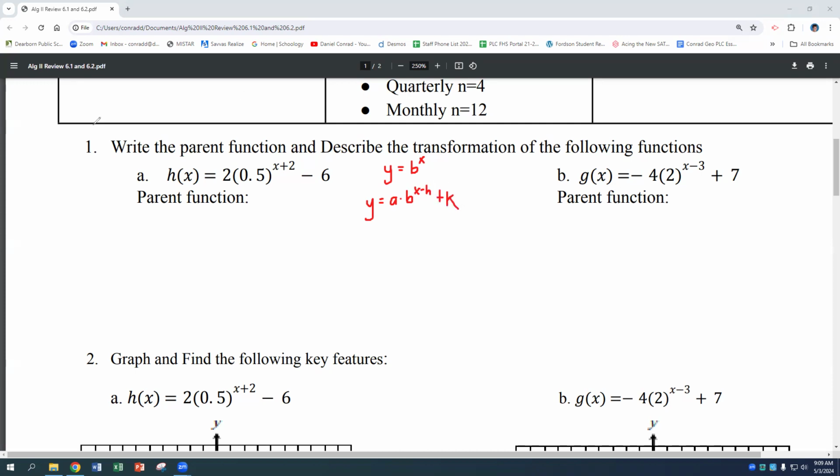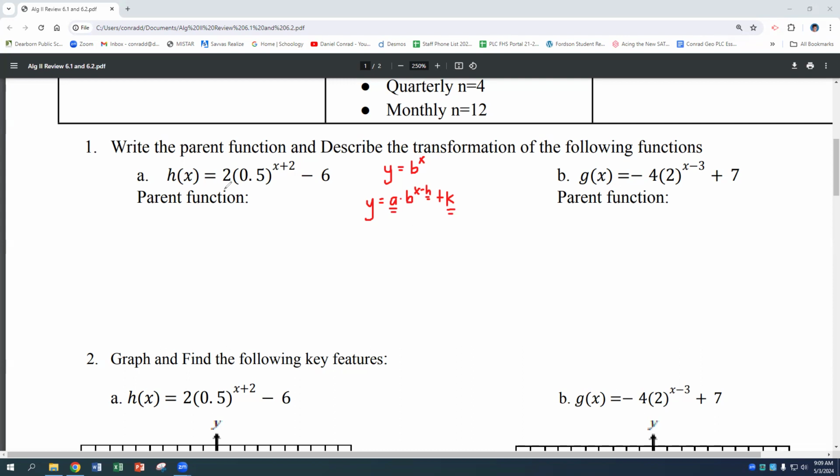Okay, so a is going to be your vertical stretch or your vertical shrink, right? Vertical stretch or compression. H is going to be your horizontal shift, and then k here is going to be your vertical shift.